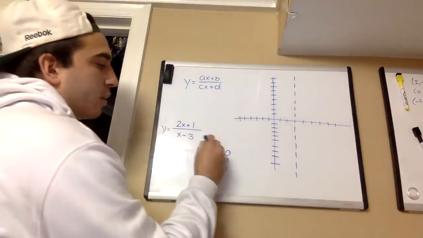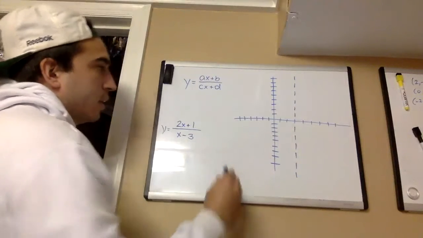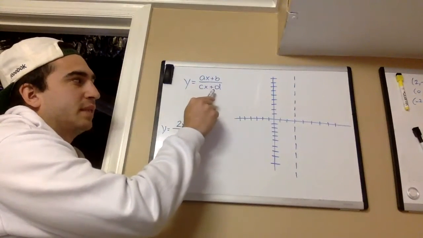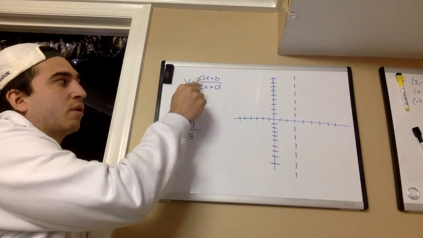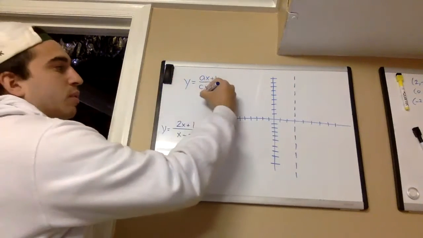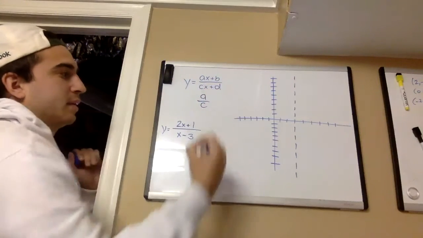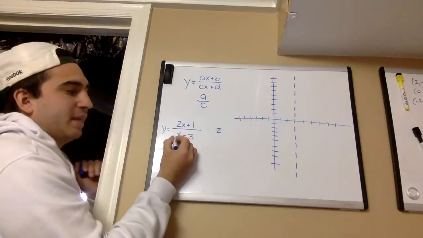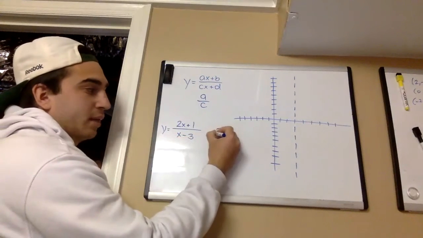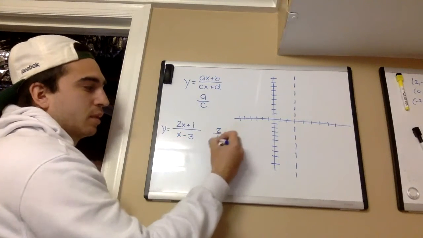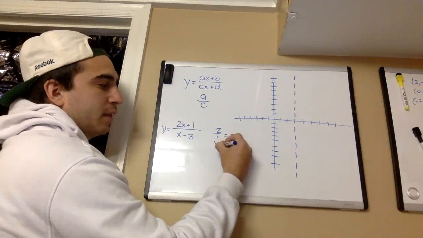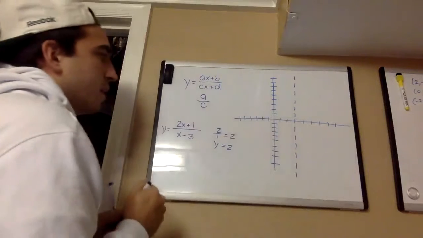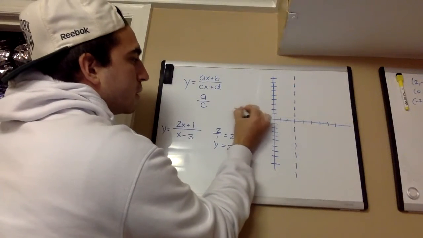Now, in order to get your horizontal asymptote, look at the form of our general equation. It's ax plus b divided by cx plus d. All you need to do to find the horizontal asymptote is to do a divided by c. So my a in this problem is 2. My c in this problem, I know there's nothing there, but there's technically a 1, so 2 divided by 1. So your horizontal asymptote is going to be y equals 2. So at y equals 2, I'm going to draw my other asymptote.